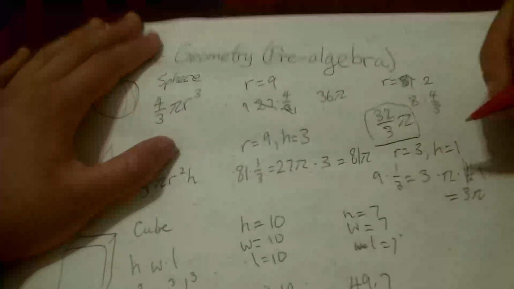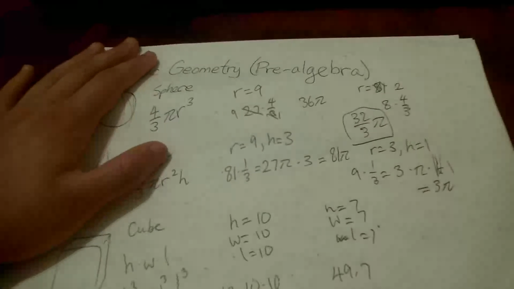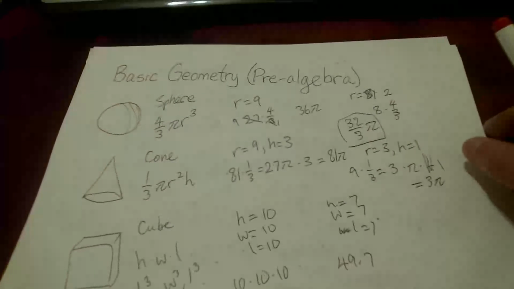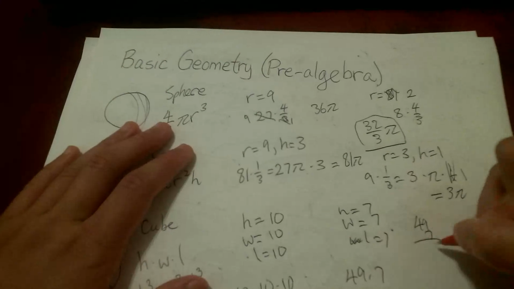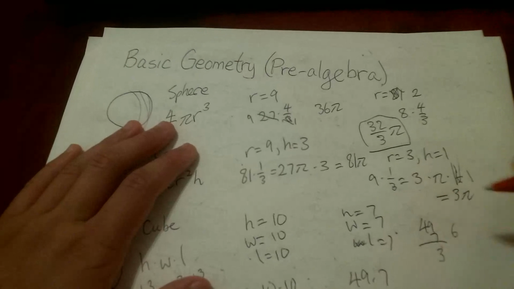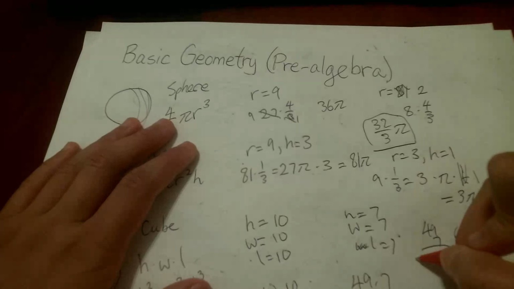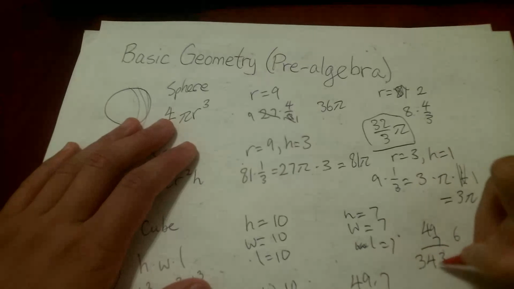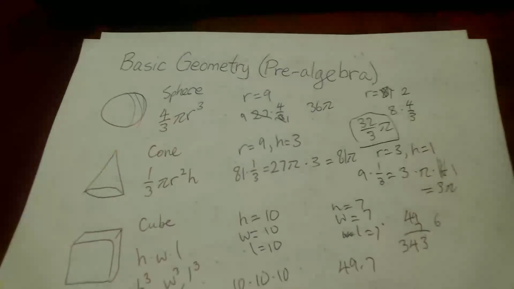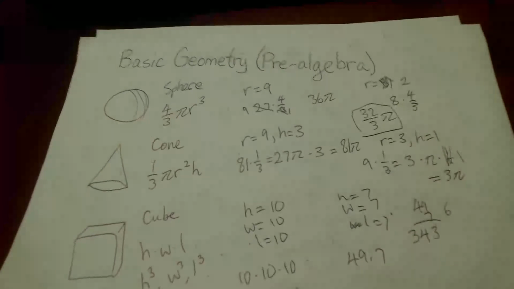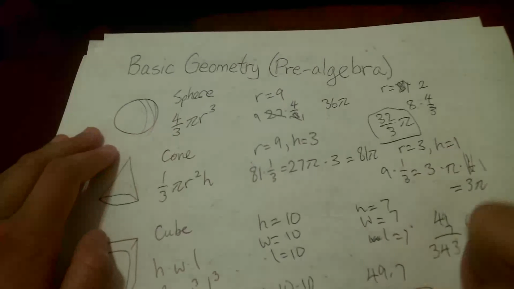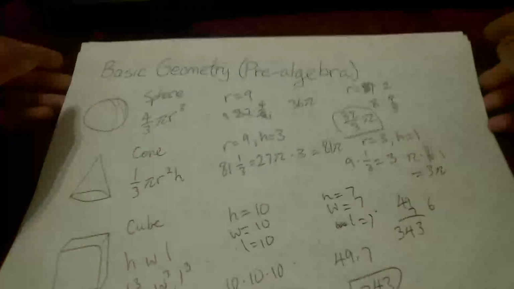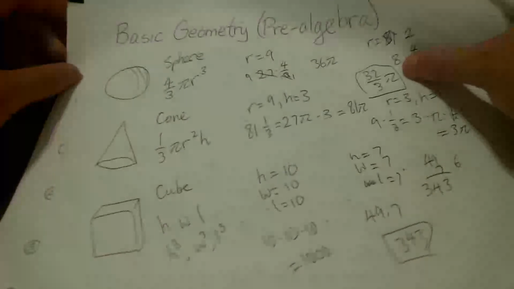So that would just equal, let me see, 49 times 7. That's 343. So that would just be the answer there. So that would be 343, our answer for that one. All right, so let's now try some problems regarding these.